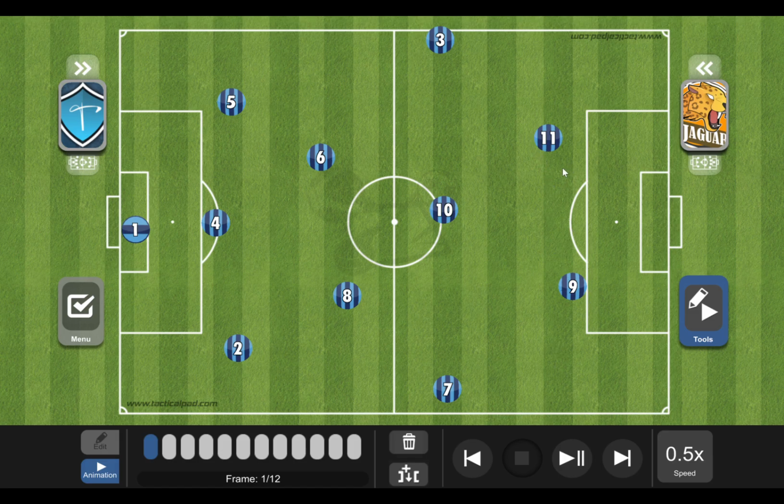Okay, now there's a couple variations you could do off this, or one in particular. You could switch this to be one pivot instead of a double pivot system and then push 8 and 10 higher. Obviously, that leaves you a little bit more exposed defensively if you're not careful. So having a double pivot is very, very important.